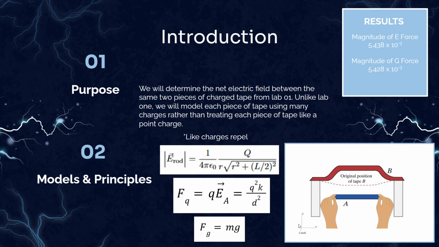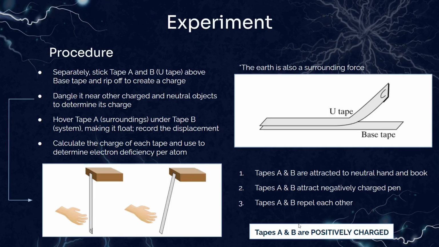Our results were that the magnitude of the electric force and gravitational force were roughly similar at 5.438 times 10 to the negative third power. Our experiment remained the same, where we stripped a U-tape off of a base tape. And as you can recall from our previous lab, tapes A and B were attracted to the neutral hand and book. They were attracted to the negatively charged pen, and they were repelled by each other, meaning that both tapes A and B were positively charged.